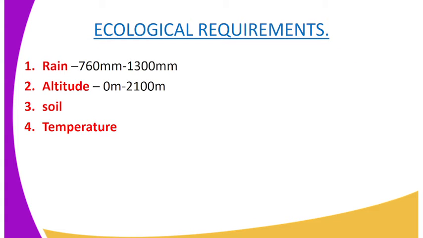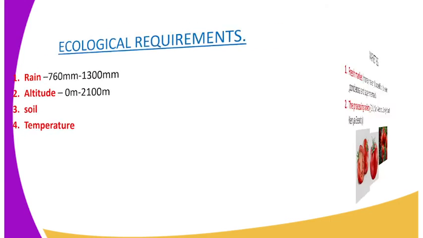And finally, temperature is also an ecological requirement. That is, it should be warm. Warm temperature is required because a lot of water will destroy the plant, especially during flowering. When there is a lot of temperature, it will increase the rate of evapotranspiration, and therefore the tomato plants may end up drying.